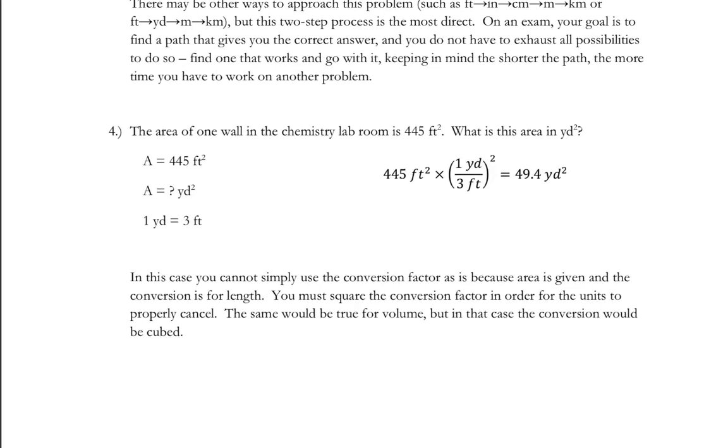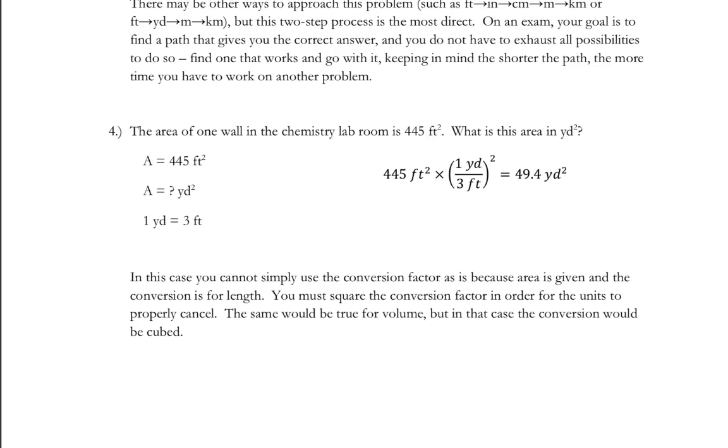The next problem is, we have a wall that is 445 feet squared, and what is this area in yards squared? So it's area because it's 2-dimensional. So we start with our 445 feet squared. Now our conversion that we know is 3 feet is 1 yard. What we have to do is square that quantity. So what we have is 1 squared yard squared over 3 squared feet squared.